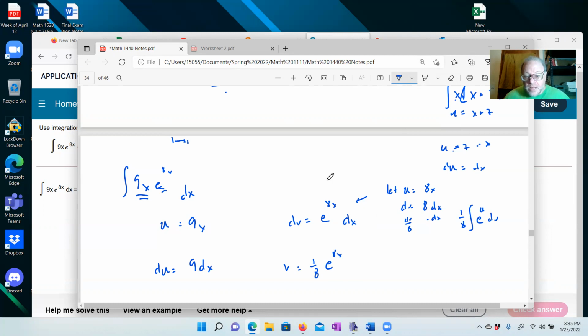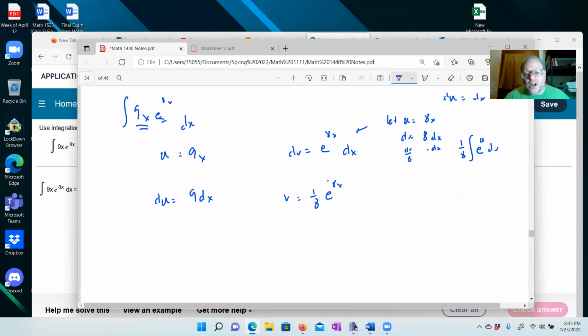Okay, so I'm going to put this together here. So this is uv minus integral v du. We have 9/8, and then we have this x e to the 8x minus integral of 9/8, it's this 8, that's 9, e to the 8x dx.